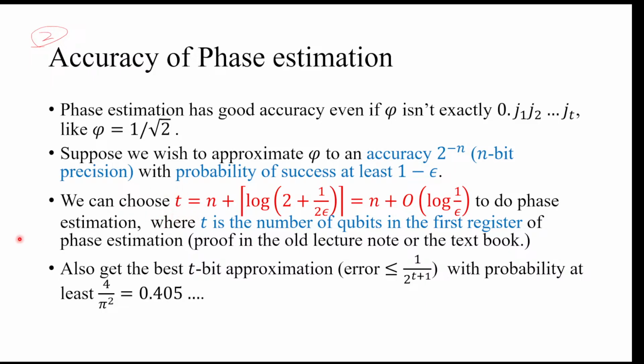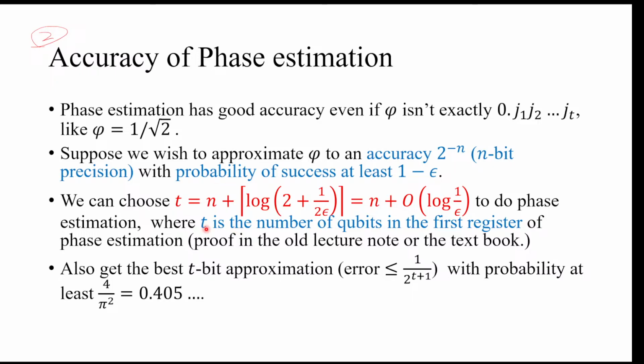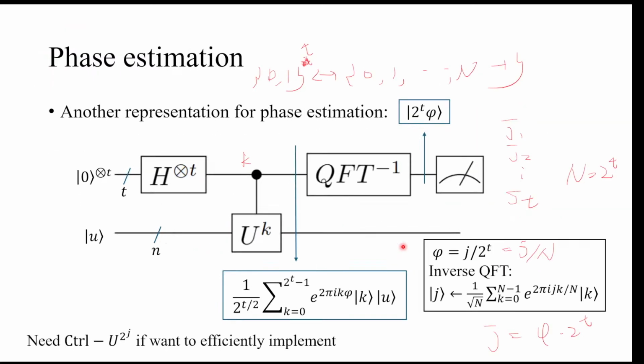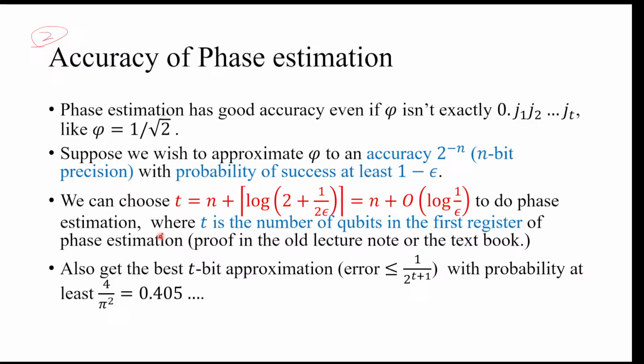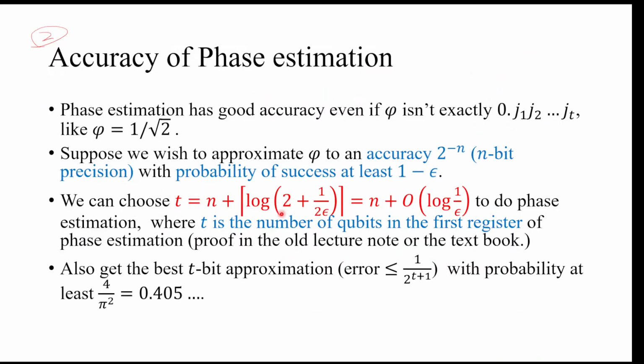So the number of bits you use, if you want to estimate up to n bits. It's a bit confusing because this n is different from this n, but t is the same as the book's notation. So I guess this n is useless, so let's call this something else. If you want n bit accuracy, then basically the number of bits t here is the same as n, but with a little more bits if you want more success probability.